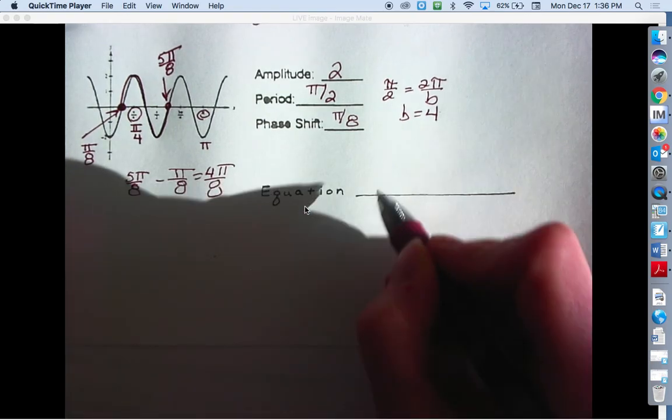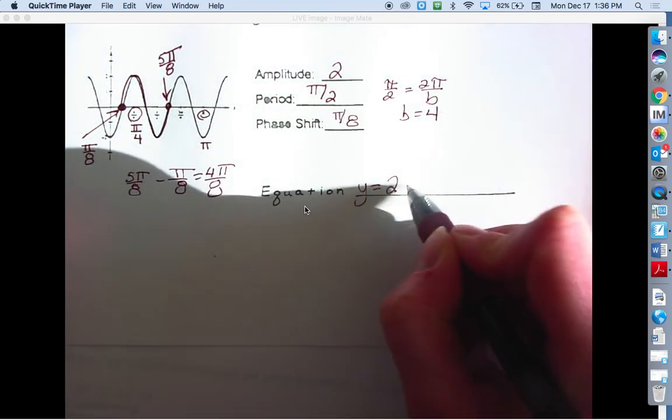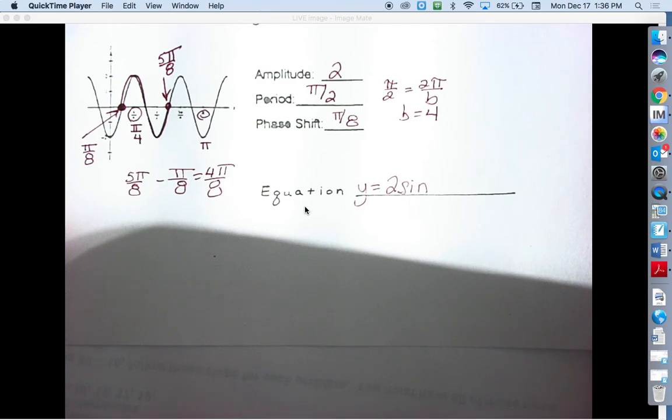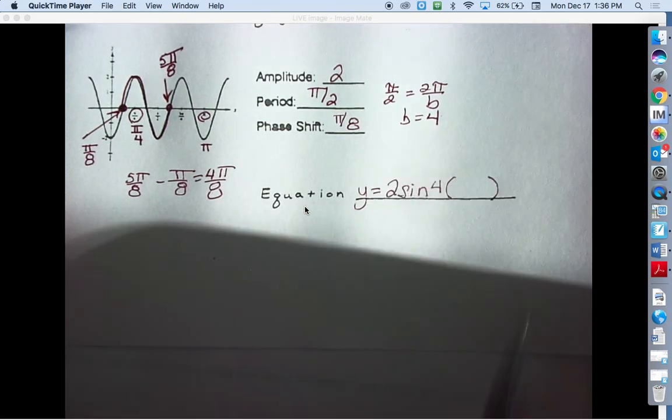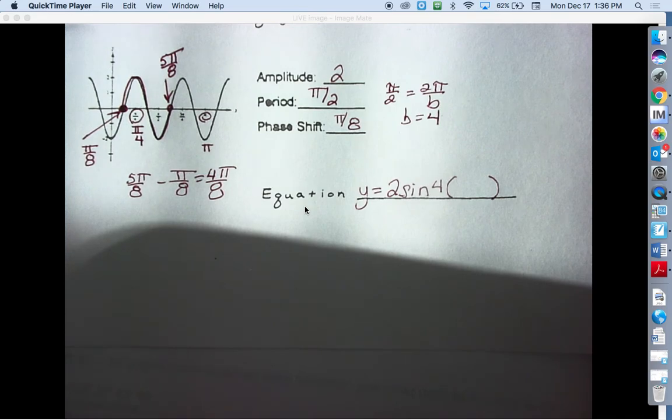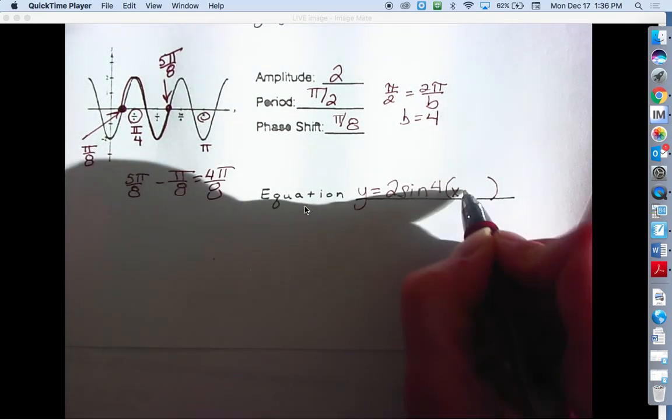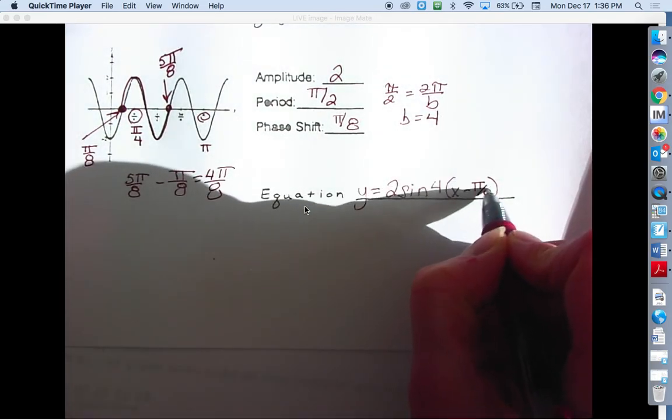So to write the equation, we have a 2 for the amplitude. We looked at the sine portion of the graph. The b value is 4. And then you don't have to have the b in parentheses. It's easier just to keep the b out. Then inside, it's always x minus whatever your phase shift is.